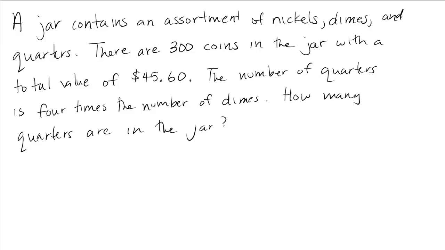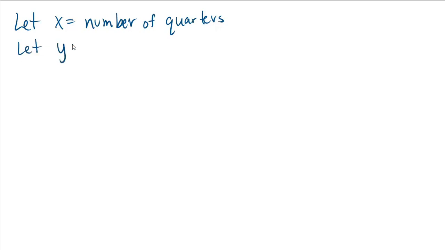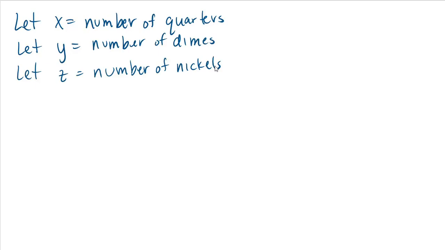Now here, there's only one question being asked, and that's how many quarters, but we also need to figure out how many nickels and dimes there are. So we're really going to use 3 variables. I would personally let x be the number of quarters because that's what we've been asked to find, but you could let x be the number of dimes or the number of nickels. It doesn't really matter. Just make sure you have a variable for each. So I'm going to go back to the problem, point out a piece of information, and ask you to translate that into an equation.